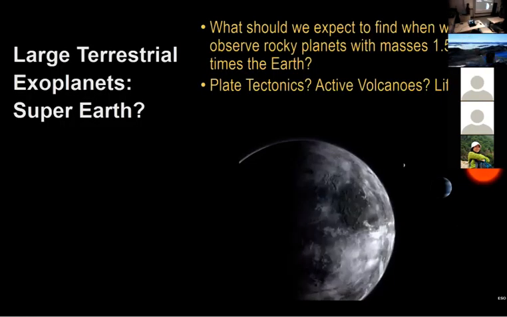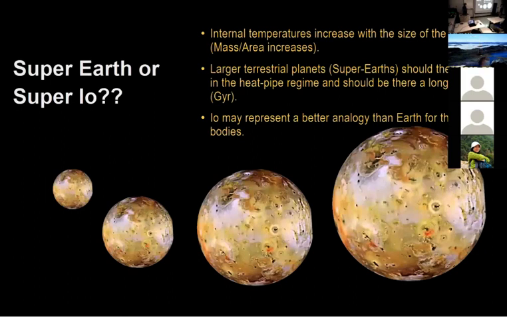Large terrestrial exoplanets are worth a couple seconds of our time because if they're significantly larger than Earth, they're going to retain heat better. If they retain heat better, they'll cool slower. They might actually be in heat pipe mode for longer. So super Earth might not be the way we want to call them. They may actually, in fact, be super Ios. They may still be cooling in this kind of a mode and not in plate tectonic or stagnant lid mode. And that might last for the duration of their star's lifespan.